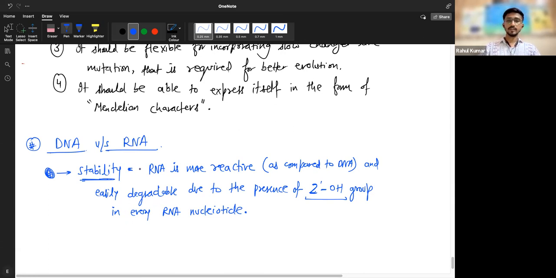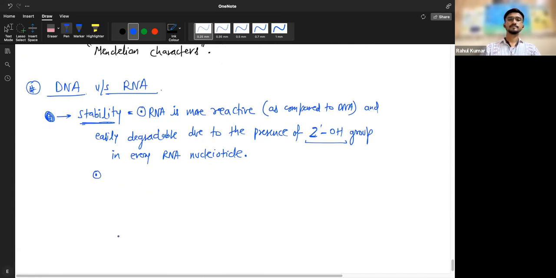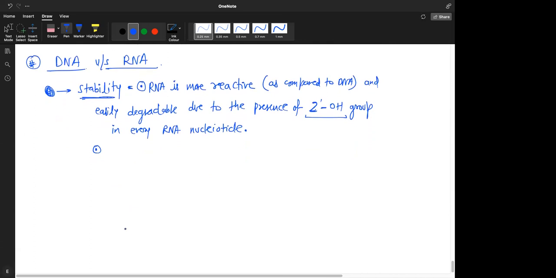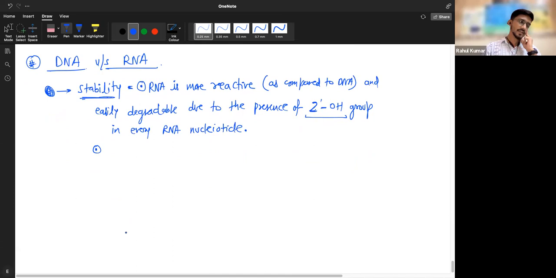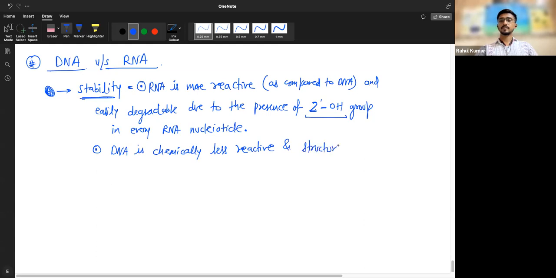And on the other hand, for DNA, am I audible, people? Yes, sir. Let's write down. DNA is chemically less reactive and structurally more stable.